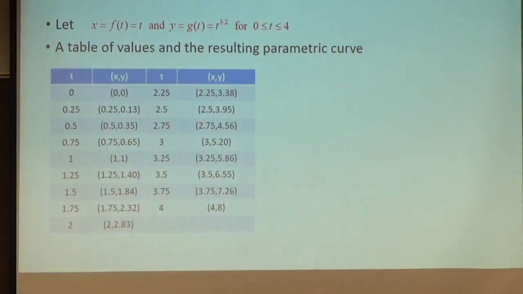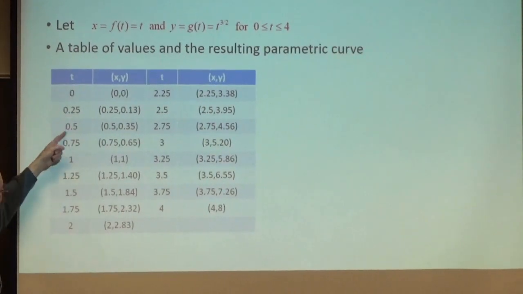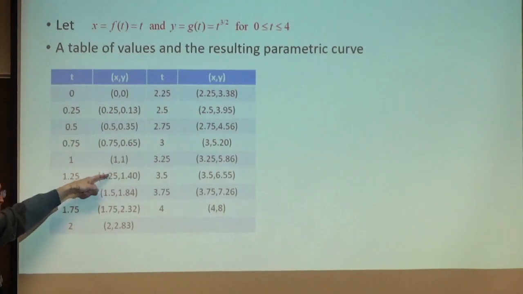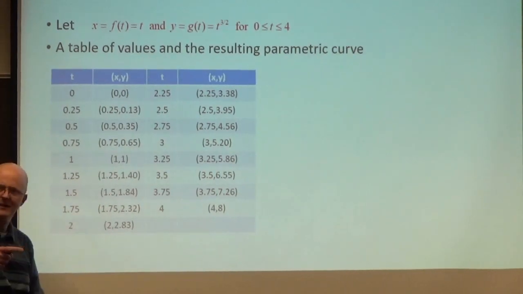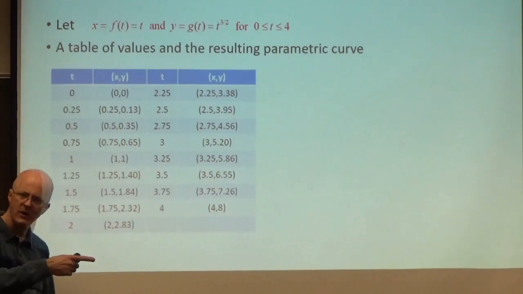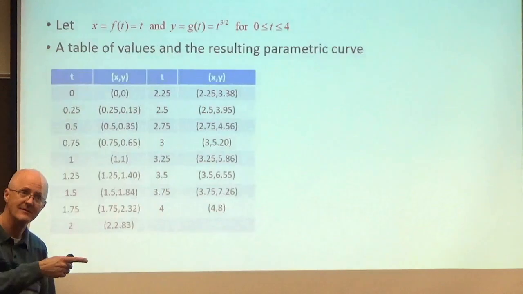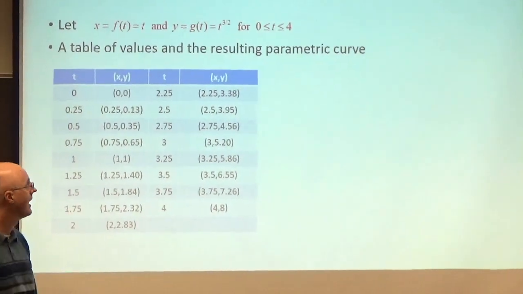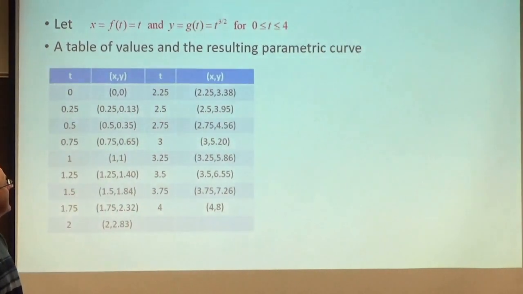But just think about it briefly with me. X equals t. So no matter what t is here, notice the first coordinate of these points is equal to t, because x equals t. So the rightward velocity, so to speak, of the curve is going to be constant. The velocity in the horizontal direction. On the other hand, y is not increasing at a constant rate, and it's not equal to t. It's equal to t to the 3/2.